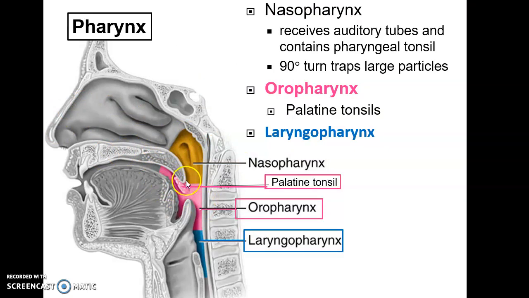The next chamber is the oropharynx. The oropharynx is directly posterior behind the oral cavity, and it possesses the palatine tonsils. And then below that, the final part of the pharynx is the laryngopharynx. The laryngopharynx is directly superior to the larynx and esophagus.